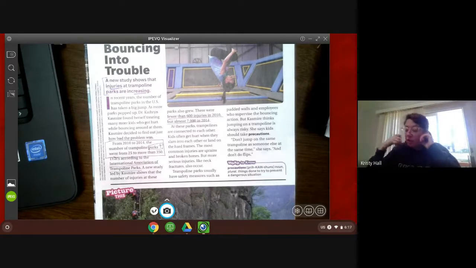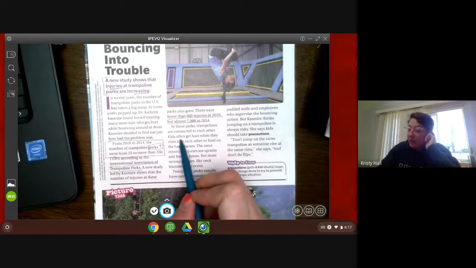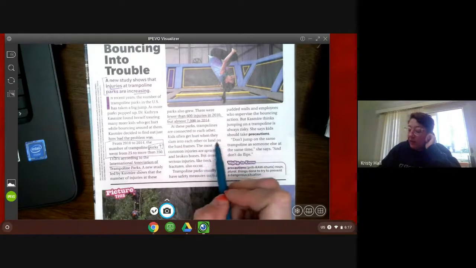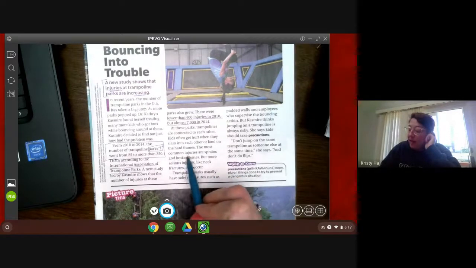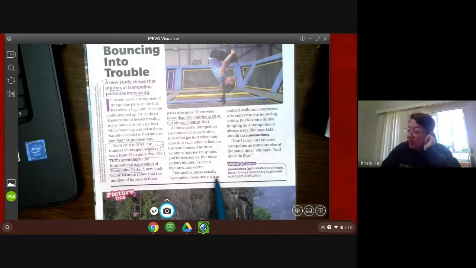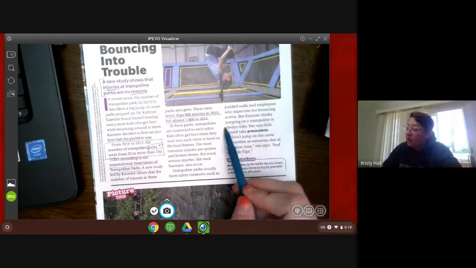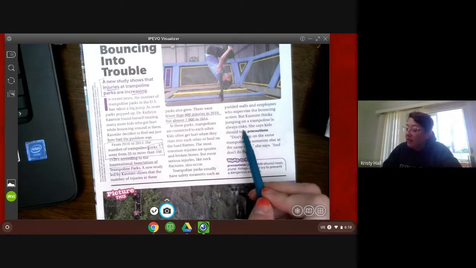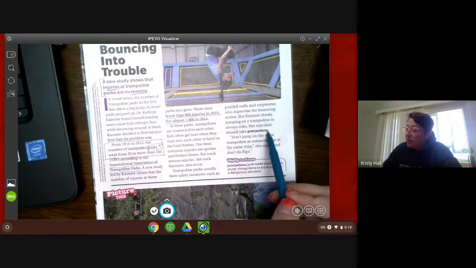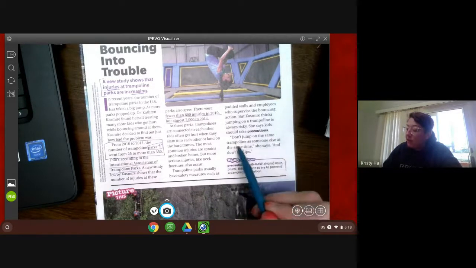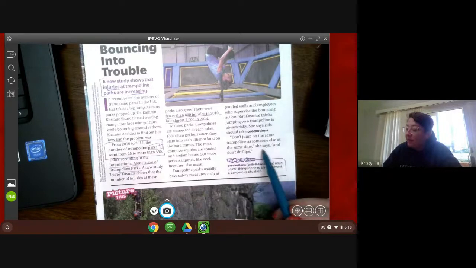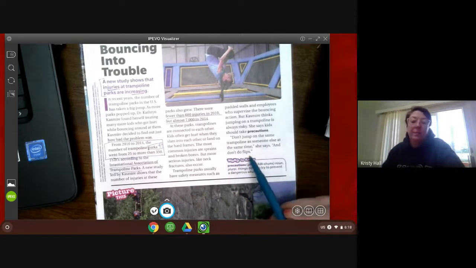At these parks, trampolines are connected to each other. Kids often get hurt when they slam into each other or land on the hard frames. The most common injuries are sprains and broken bones, but more serious injuries like neck fractures also occur. Trampoline parks usually have safety measures such as padded walls and employees who supervise the bouncing action. But Kasmeyer thinks jumping on a trampoline is always risky. She says kids should take precautions. Don't jump on the same trampoline as someone else at the same time, she says, and don't do flips.